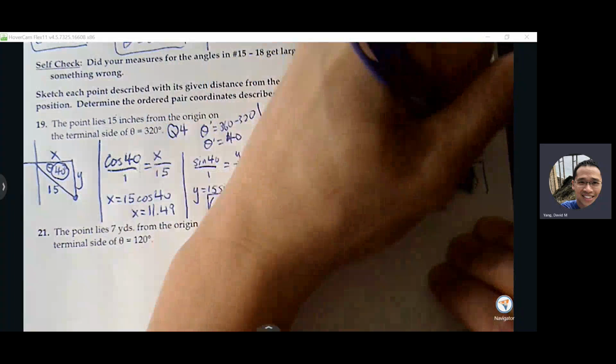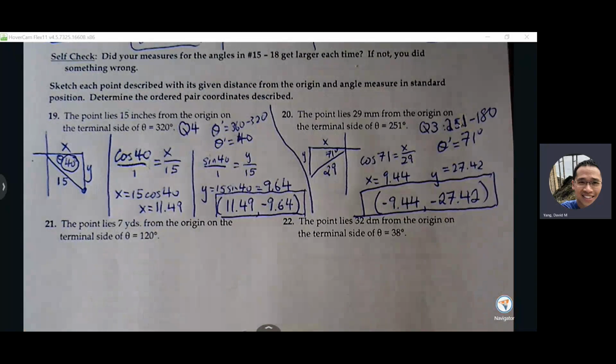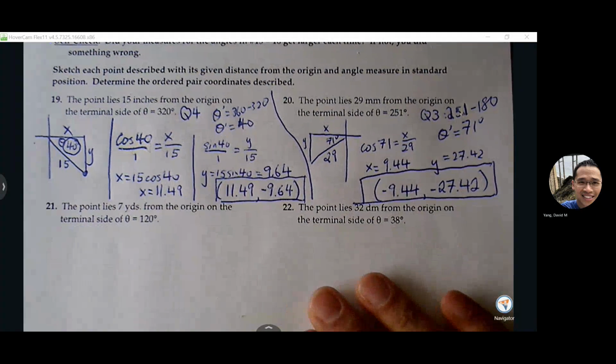Ordered pairs in the third quadrant have to be both negative, so when you solve for x and y, you have to make an adjustment on your own and recognize that you're going left and down. So negative 9.44, negative 27.42.